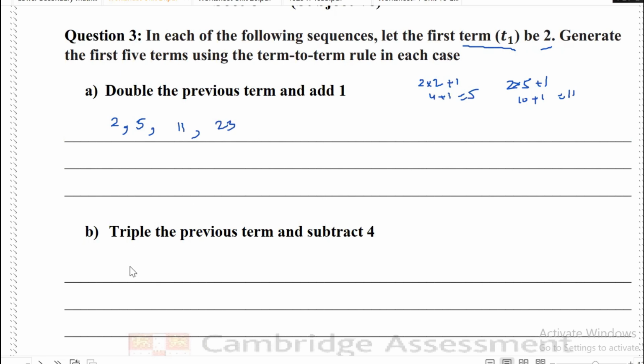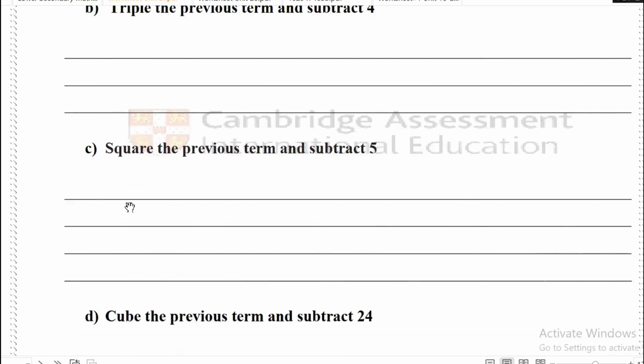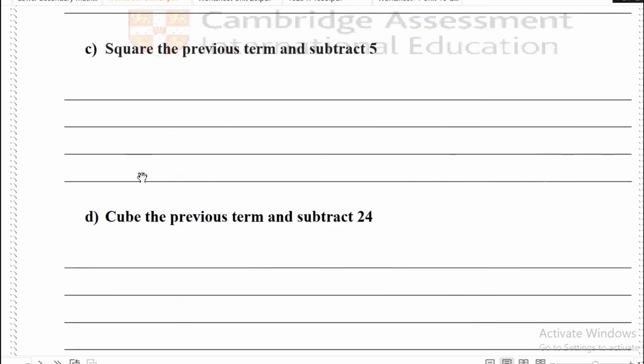And if you check this one, the first term of the sequence is 2, and then you apply this term to term rule: triple the previous term and subtract 4. So 3 multiplied by 2, 3 2s are 6, 6 minus 4 gives me 2. And of course, it is 2 again, then 2 again, so in this way you will get all 2s as the answer. The next one is C and D. Remember the first term of the sequence is 2, and then apply this term to term rule, which is square the previous term, 2 power 2, and then subtract 5.